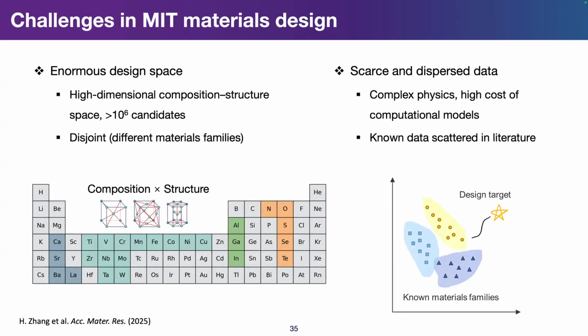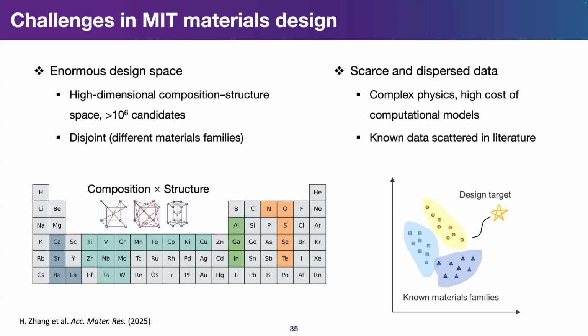The design of each material system has its own unique challenges. And specifically for this system, the challenges are mainly twofold. One is with regard to the design space. This is an enormous design space, as MIT materials could appear in a diverse range of compositions and structures. So there could be so many candidates, and the candidate space is almost disjoint. The second challenge is with the data. So it's data-centric design. Data is our field. But here, the complex physics of MIT brings a high cost to the computational models. So the data is very scarce. It takes a lot of effort to collect one data point. The known data is very limited and scattered in the literature. It could also be far from our design target.